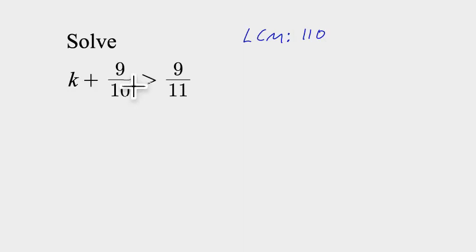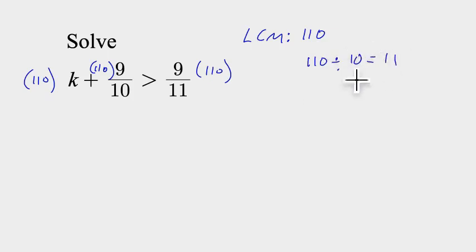Now, when I multiply both sides by 110, I end up multiplying each term by 110. So I'm multiplying the k by 110. I'm multiplying the 9/10 by 110. And I'm multiplying the 9/11 by 110. Now, as we simplify this, remember that 110 divided by 10 will equal 11. And 110 divided by 11 will equal 10.